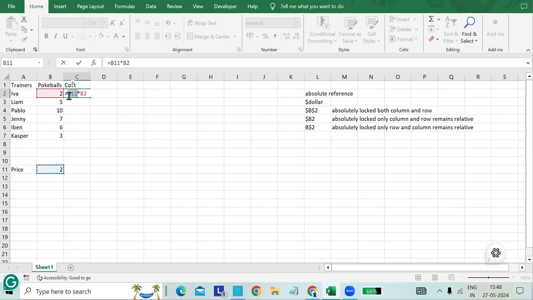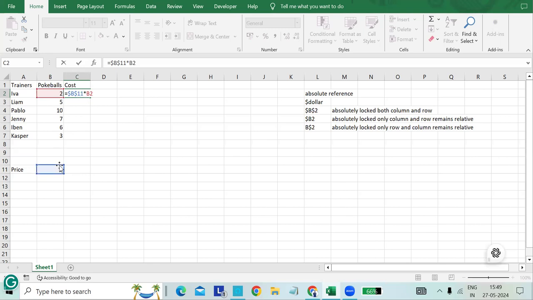So you have to choose B11. Not C2, it's B11. We have to calculate each poke ball by using B11, so that's why we have to include B11. And the formula is same. Not C2. Why? Because we have to calculate by using this price. If I write C2, there is no sense, right? You have to multiply these poke balls with this. So what is this? This is B11.